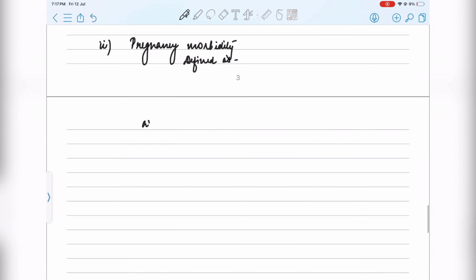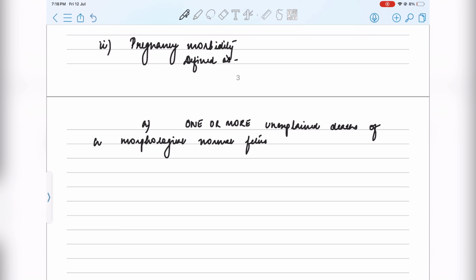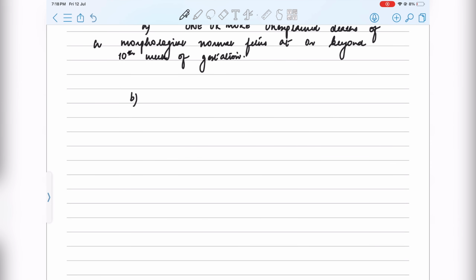Next up would be pregnancy morbidity. So this is very, very important and it is usually asked in the exams. So what are the criteria which fulfill the pregnancy morbidity? So first would be one or more unexplained death of a morphologically normal fetus at or beyond 10th week of gestation, meaning the fetus was okay till 10th week of gestation, and now there is an abortion after 10th week, spontaneous abortion.